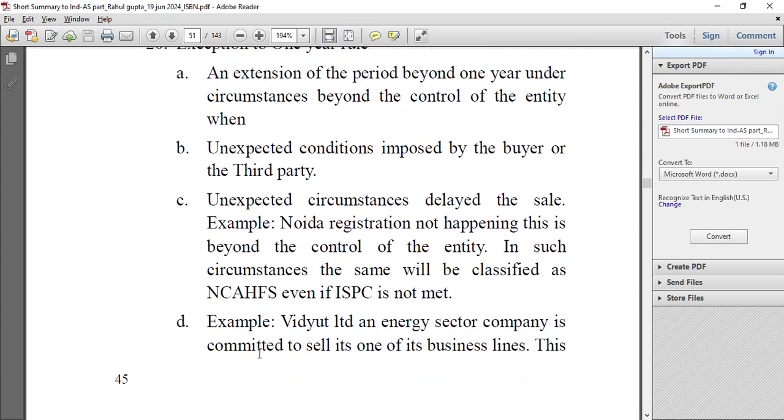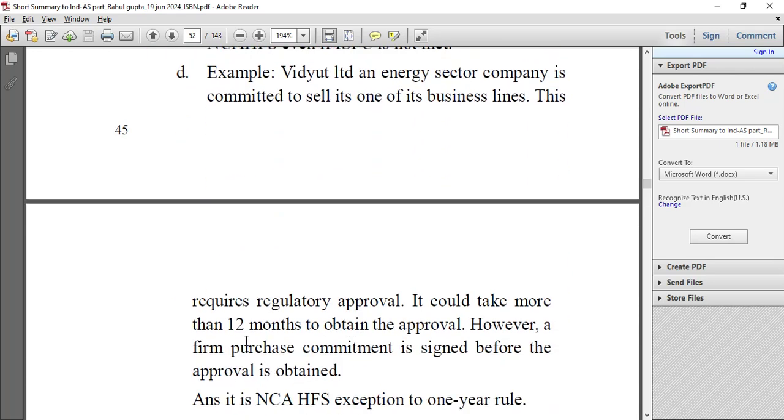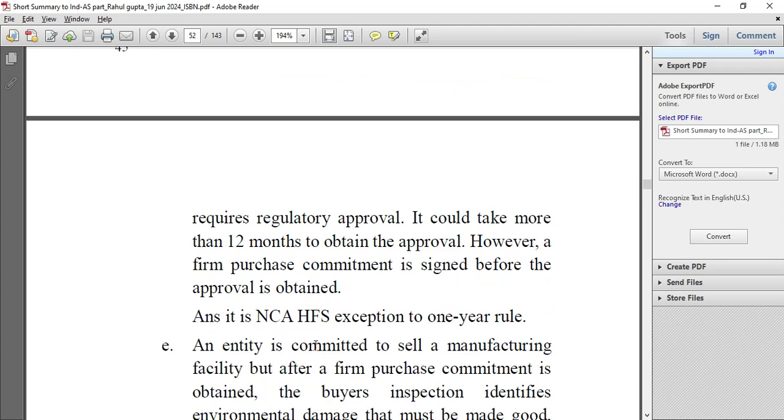Example: Vidyut Limited, an energy sector company, is committed to sell one of its business lines. This requires regulatory approval. It could take more than 12 months to obtain the approval. However, a firm purchase commitment is signed before the approval is obtained. Answer: it is NCA-HFS as an exception to the 1 year rule.